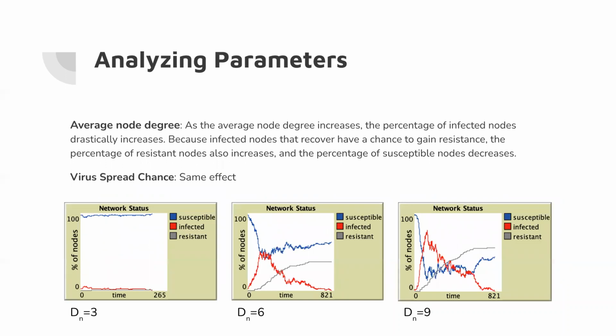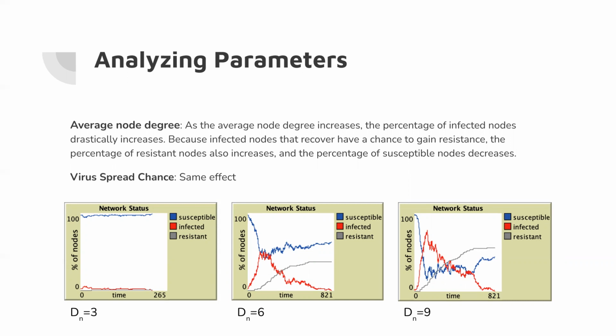Another parameter that the model includes is the average degree for each node, or the number of nodes that each node is connected to. So we tested this parameter with average degrees of 3, 6, and 9. And we found that as the average node degree increases, the percentage of infected nodes drastically increases as well. And because infected nodes that recover have a chance to gain resistance, the percentage of resistant nodes also increases, and the percentage of susceptible nodes decreases.